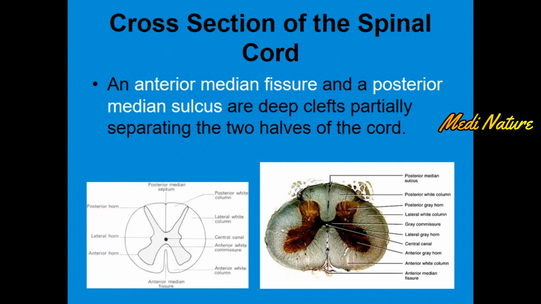We may consider the cross-section of the spinal cord. The spinal cord is divided into two halves by two deep clefts or grooves. Those are the anterior median fissure and the posterior median sulcus. You can see the anterior median fissure and the posterior median sulcus in the images below.